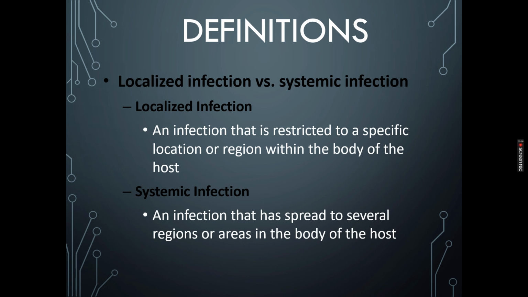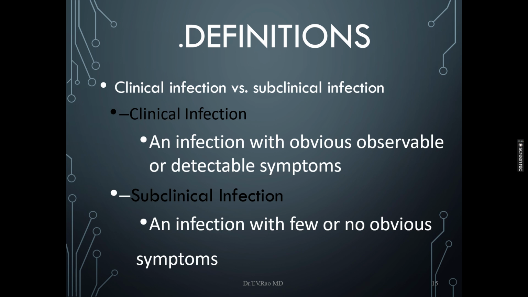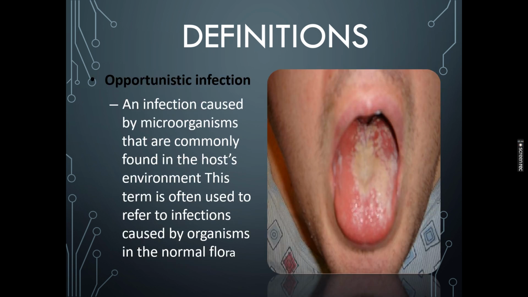On the whole body it will be present, or in multiple parts of the body. Then clinical and subclinical. Clinical means the body will show some observable symptoms. We can see those symptoms. And subclinical means the patient is infected but does not show any signs and symptoms.